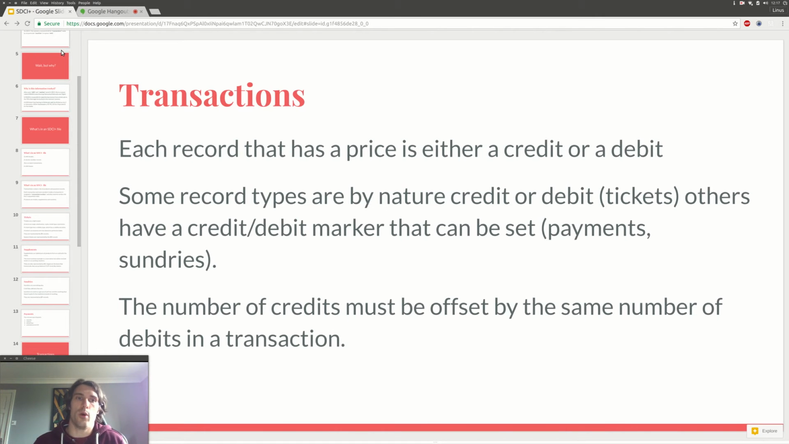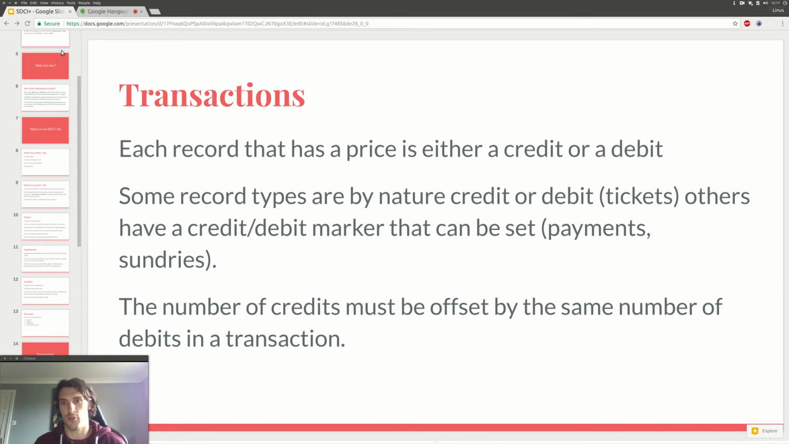Now the way that works is that each record in a transaction is either considered credit or debit. So that's the products and the payments. Some records are by nature a credit or a debit. So things like tickets are by nature one thing, and other things have a credit debit marker that can be set inside the record.